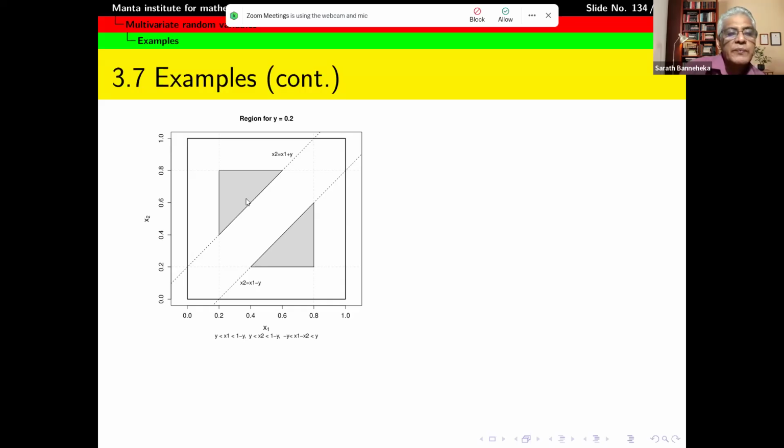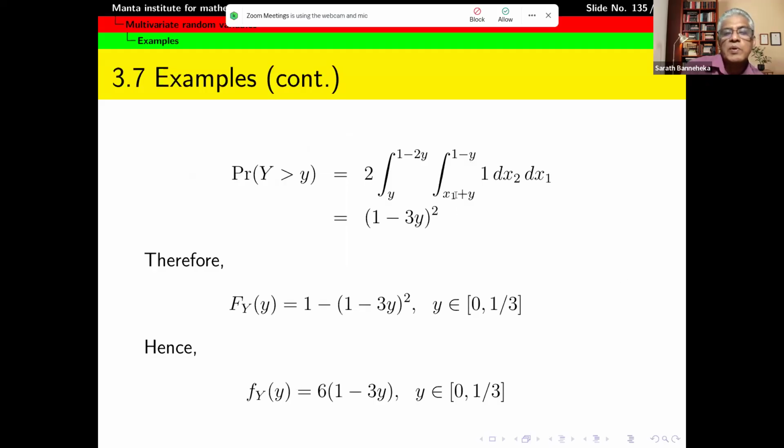So at x1, this is the point where x2 is equal to 1 minus y, and then this will be the point where x2 is equal to x1 plus y. That's why we are integrating from x1 plus y to 1 minus y with respect to x2, and then integrating with respect to x1 from y to 1 minus 2y.